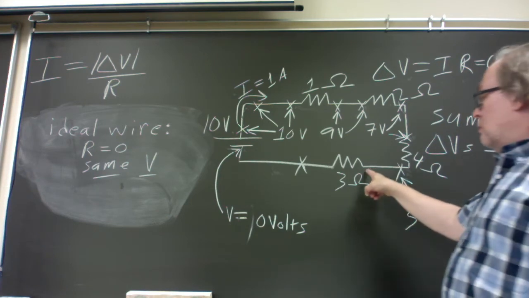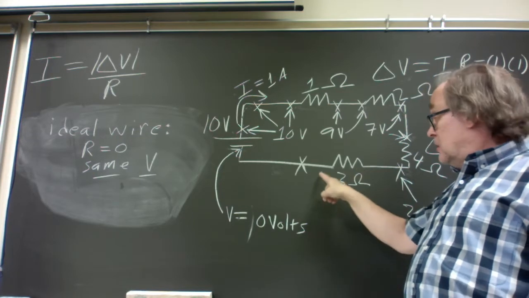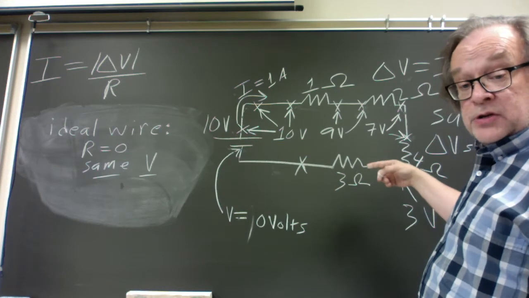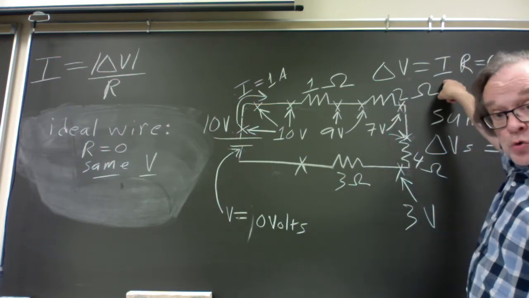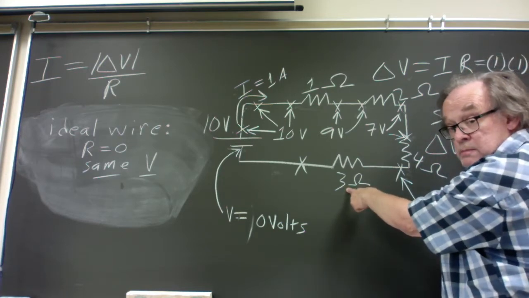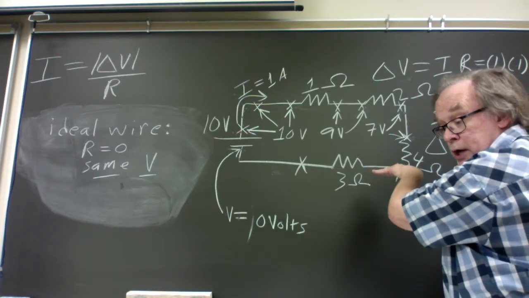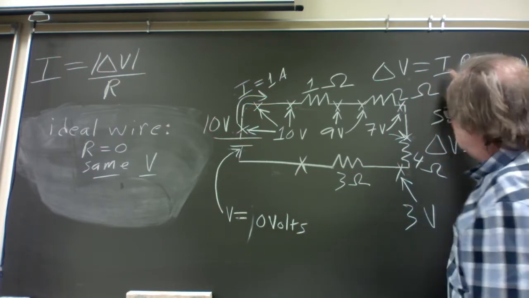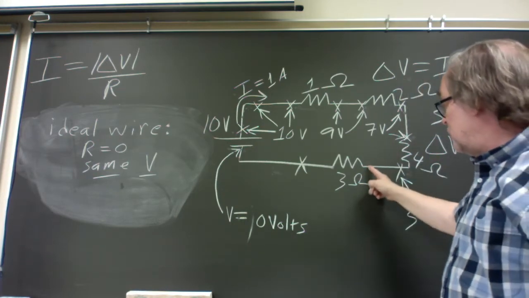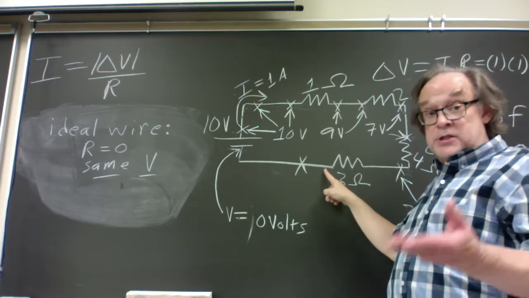And then finally, one more potential decrease as we go from this point at 3 volts to this point. And what again is the potential change? 1 amp passing through, and then in this case 3 ohms. That 1 amp current passes through 3 ohms this time. So potential difference is 1 times 3, or 3 volts difference between here and here. So if this point is at 3 volts, this point has to be at 0 volts.